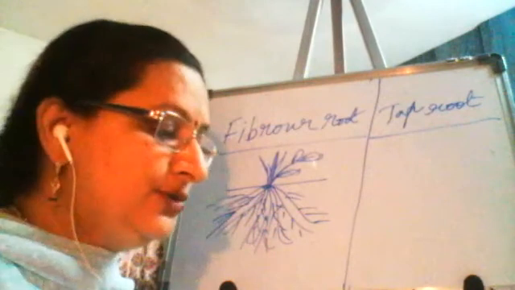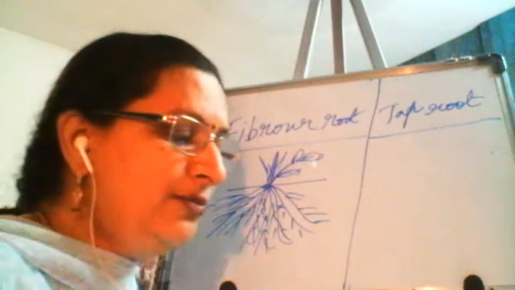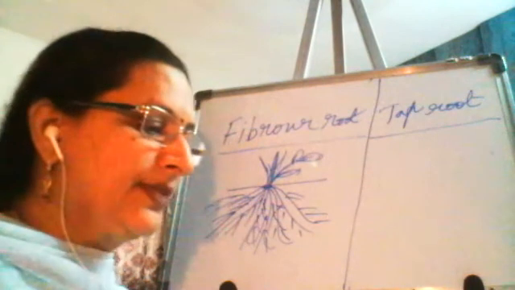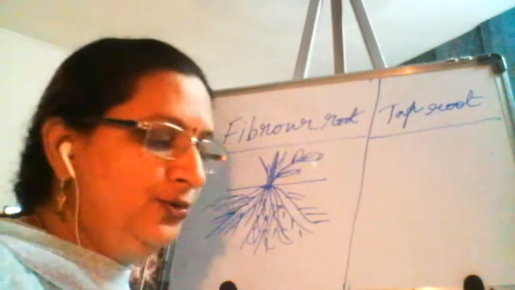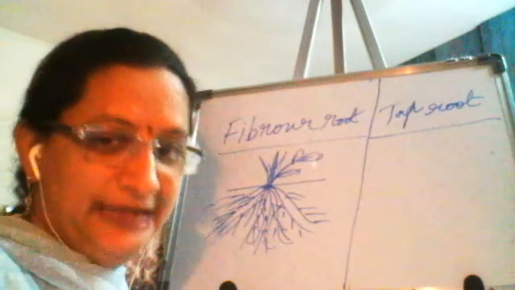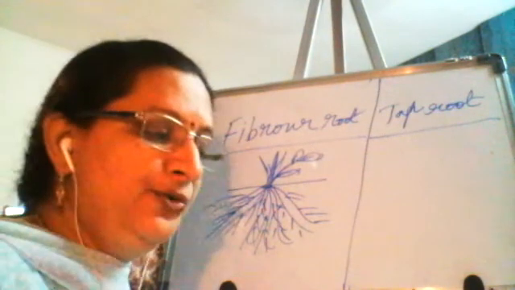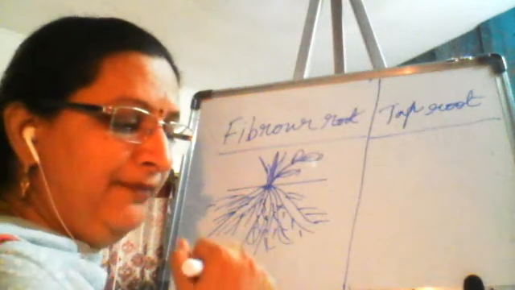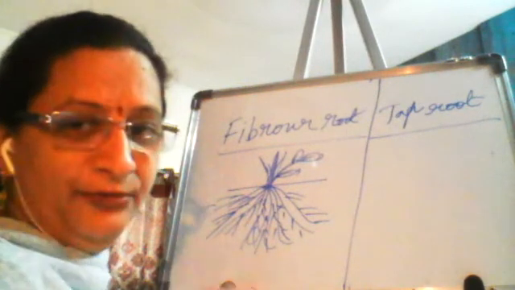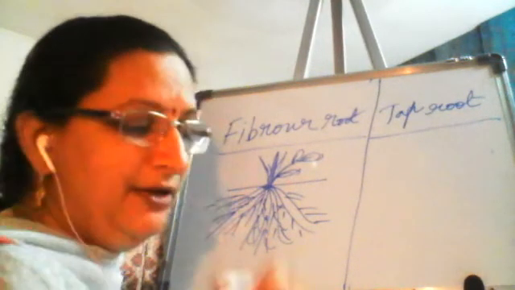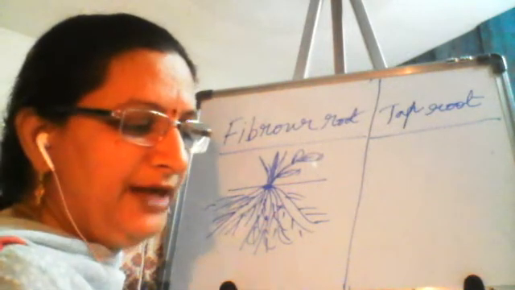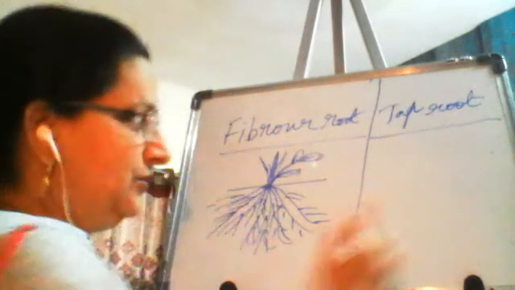So tap roots: when a long main root grows from the end of the stem and many small side roots grow from the main root, it is called tap root. So it has a main root as well as side roots. And where do they grow from? These also grow from the end of the stem only. But first a main root will grow and from that side roots will also grow.